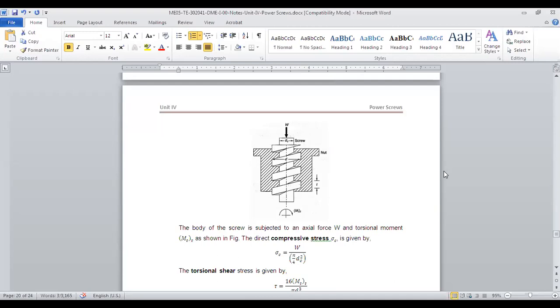So in one rotation, it will go ahead by a distance of L, that is lead. And for a single-start thread, L is equal to pitch. Okay, I hope I am pretty clear up to here. Now we will see what are the different kinds of failure this screw will go under.